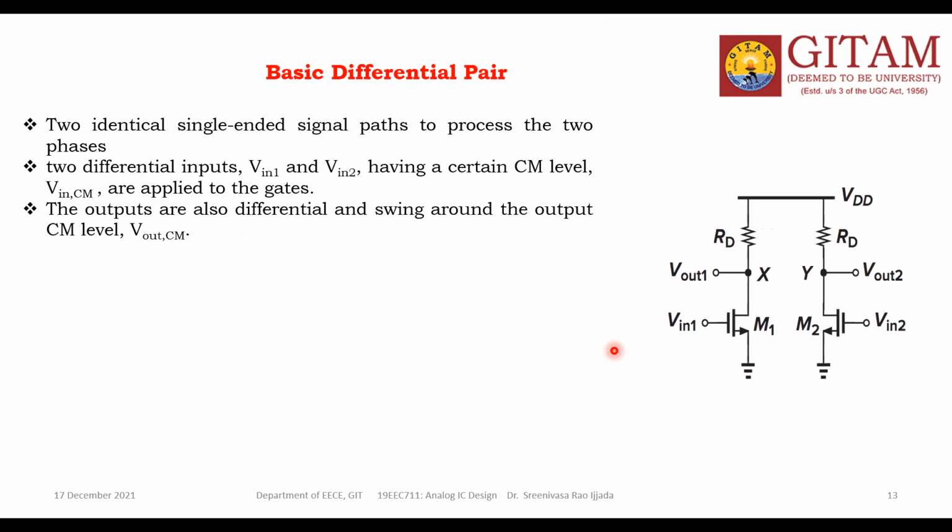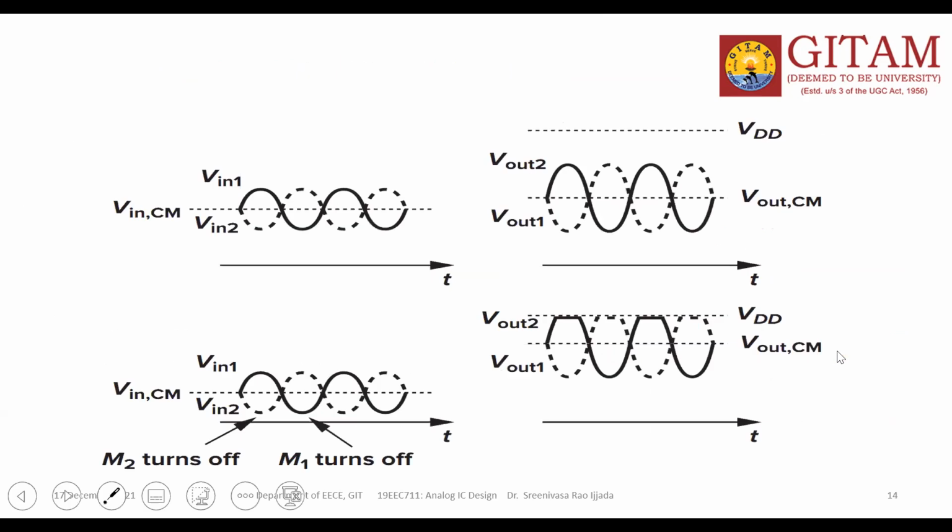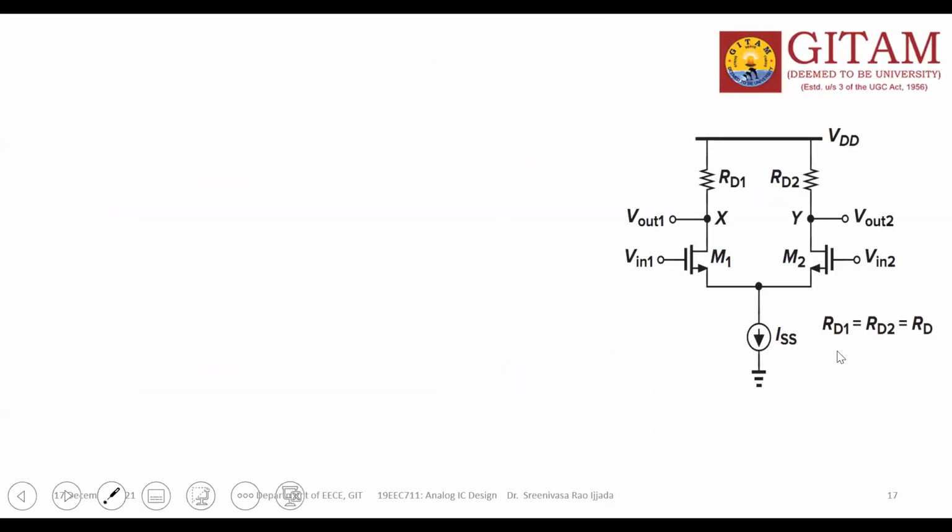Now in this basic circuit, there are two grounds. You can join them, and you will get it like this. Join them, and one current source will be connected to this. This is called the tail current source.